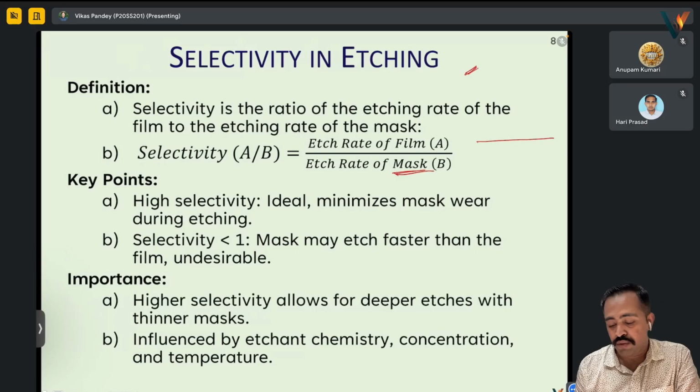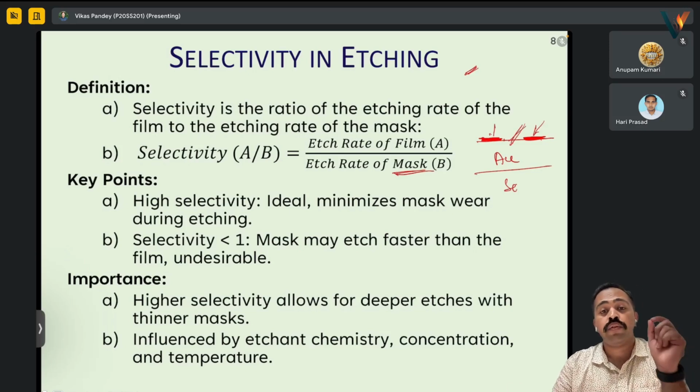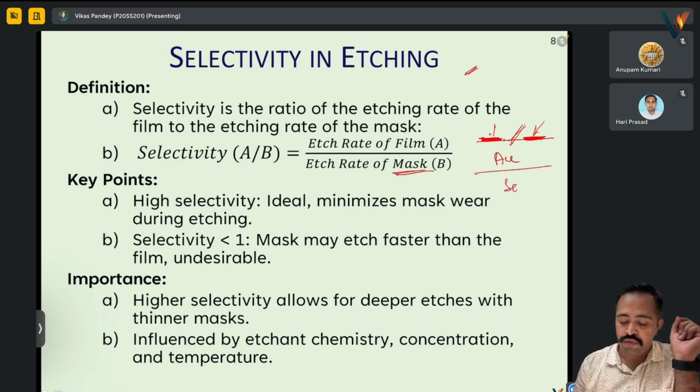So if this is a photoresist layer or say silicon dioxide layer or any layer, and below it we have gold, now we want this gold to be removed in this area, but this mask should remain there. So we will have to select an etchant that has a higher etch rate for gold compared to the etch rate for PR.